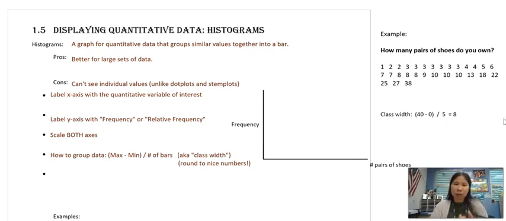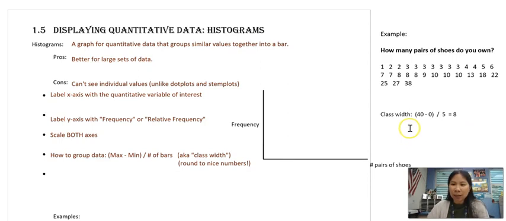Then the next bar will go from 8 up until 8 plus 8, which is 16. So my next bar would be all the numbers in my data set that are from 8 up until 16, but not including 16. The number on the right side of the bar we're never going to include in that bar.